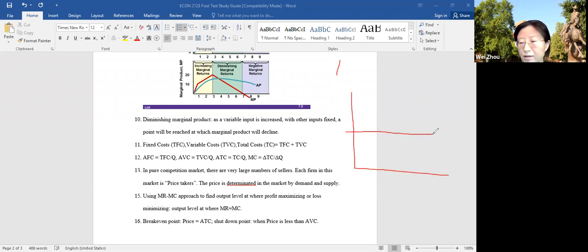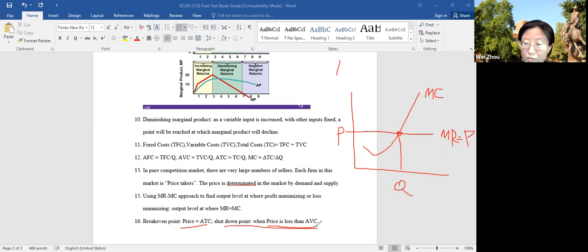Your marginal revenue is equal to price, and that is pre-decided by the market, and then your marginal cost is U-shaped. So when marginal cost equals marginal revenue, that is where you want to produce. You'll find the quantity and the price, okay? And then we introduced two kinds of important prices. One is the break-even price, where your price is equal to average total cost. The other one is the shutdown price, which is when price is less than average variable cost.